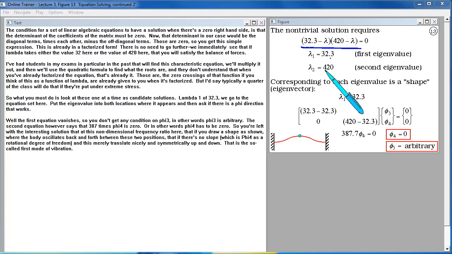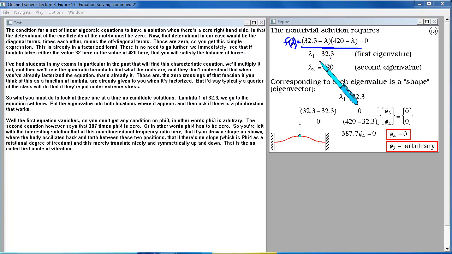I've had students in my exams, in the past, that will find this characteristic equation, multiply it out, and then use the quadratic formula to find what the roots are. They don't understand that when you've already got a factorized equation, that's already it. Those zero crossings of that function, if you think of this as a function of lambda, are already given to you when it's factorized. But I'd say typically a quarter of the class will do that if they're put under extreme stress.